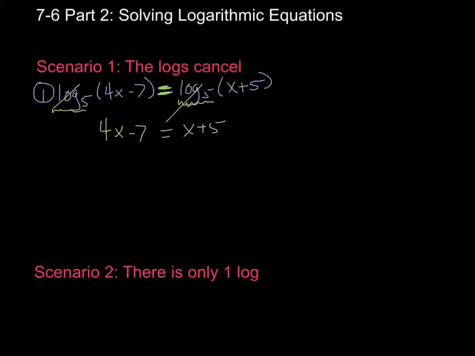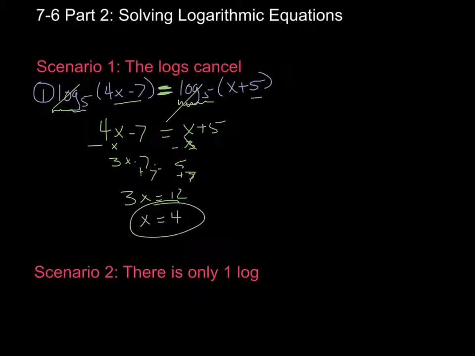Okay, so effectively I can cancel them, and if these two sides are to be equal, then the 4x minus 7 part and the x plus 5 part must also be the same, and then it's a minus x. It's a pretty easy solve. 3x minus 7 equals 5, plus 7 plus 7, so 3x equals 12, and x equals 4. Okay, just another quick example, another way to think about that.